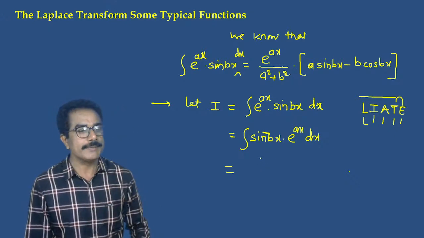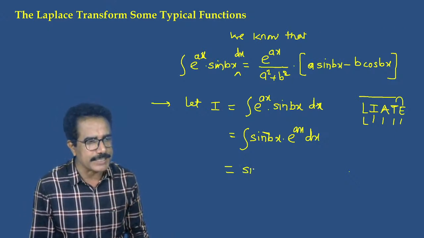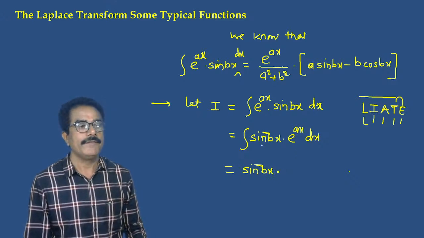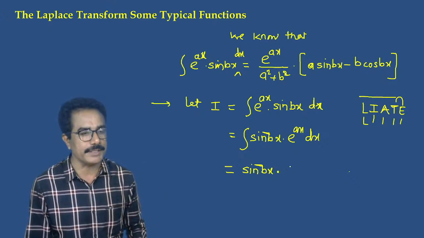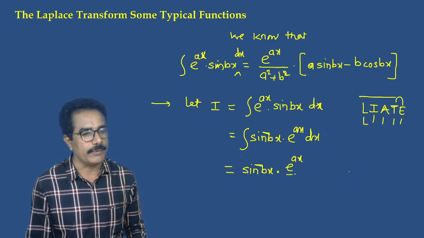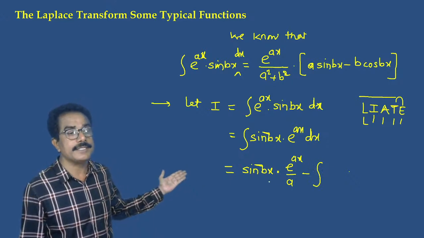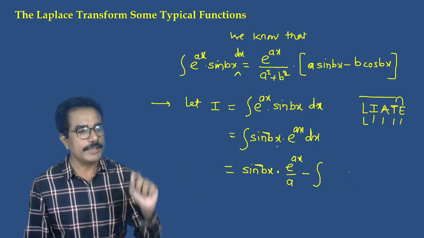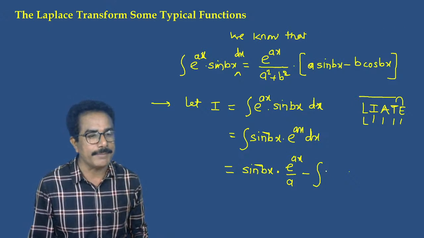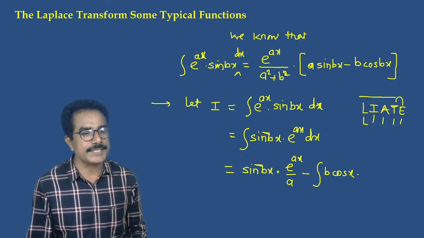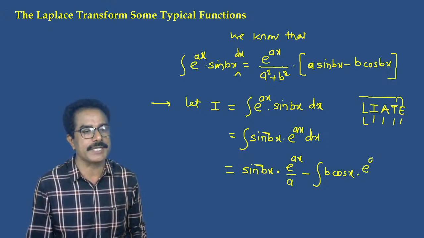Now we have to use integration by part. First is sin bx. Integration of second: first term means sin bx, integration of second means e raised to ax divided by a, minus integration. This is the integration by part rule. So derivative of first. What is the derivative of sin bx? b cos bx. Derivative of first, integration of second, e raised to ax divided by a dx.